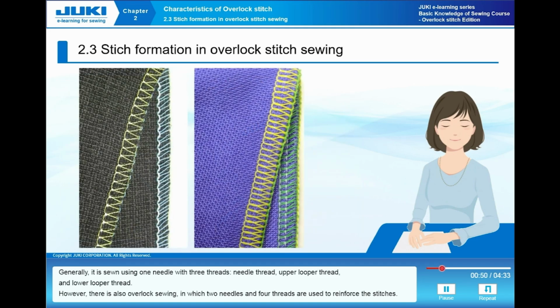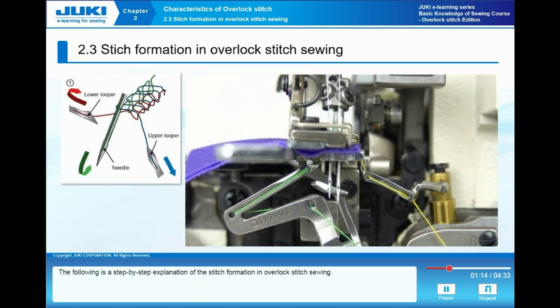Generally, it is sewn using one needle with 3 threads: needle thread, upper looper thread, and lower looper thread. However, there is also overlock sewing in which 2 needles and 4 threads are used to reinforce the stitches. The following is a step-by-step explanation of the stitch formation in overlock stitch sewing.